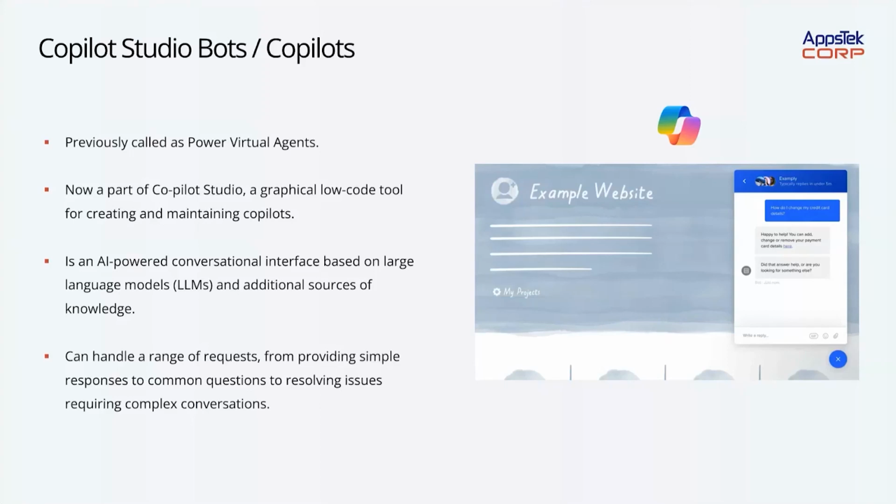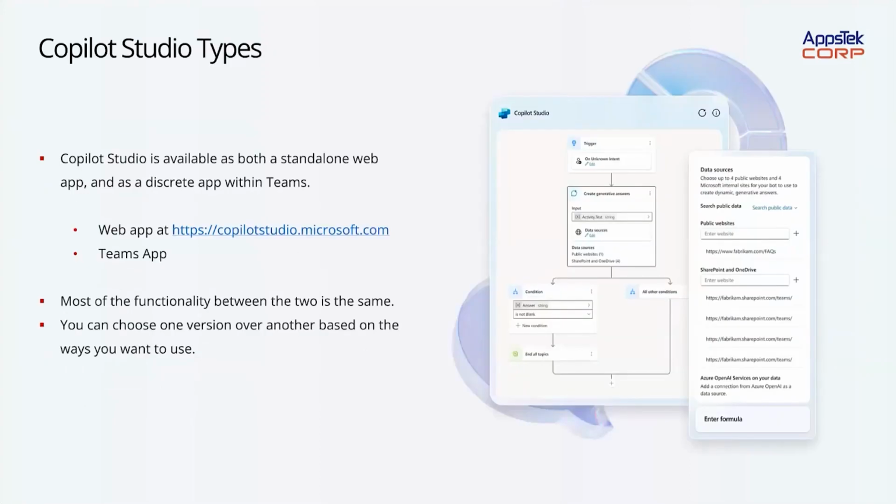Okay, now that we have learned about copilots, let's see the types of Copilot Studio versions and in which scenarios they might be helpful. As you can see here, Copilot Studio is available as both a standalone web app and as a separate app within Teams. In terms of functionality, both versions are mostly the same, but there might be different reasons to choose one version or the other based on the ways you want to use your Copilot Studio.